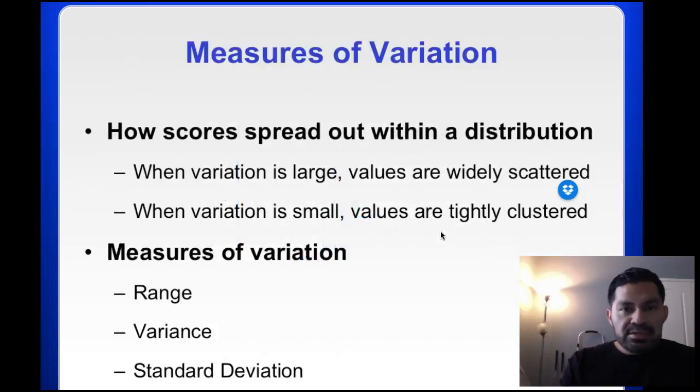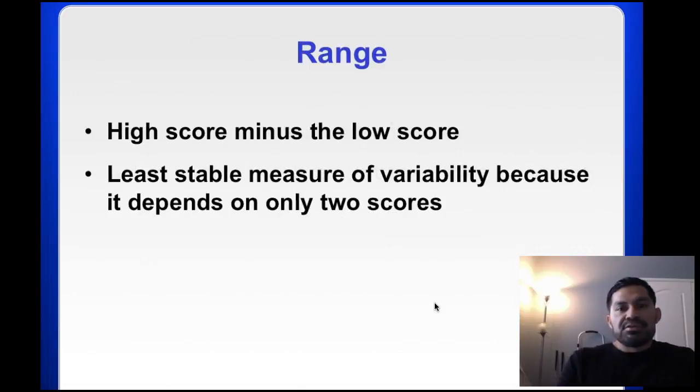So the next thing I want to cover is variability. For measures of variation, we have range, variance, and standard deviation. The range is just the highest score minus the lowest score, and that can give us a good idea of the range of your scores.